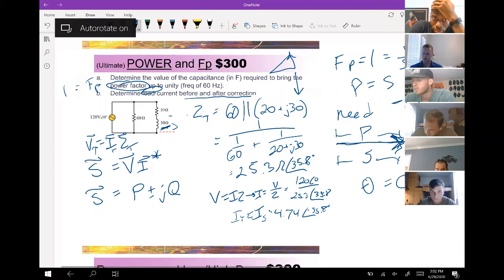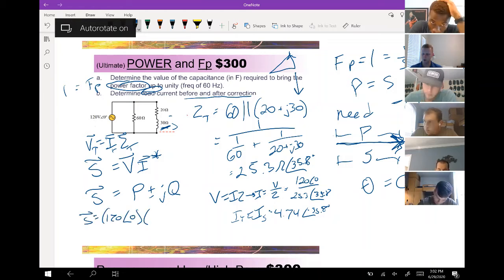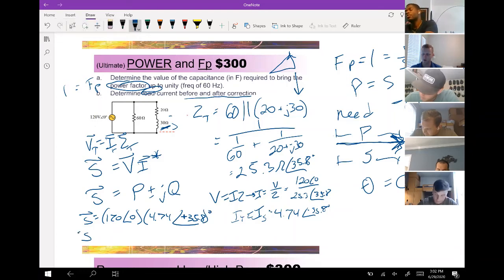And my next step: S equals V I complex conjugate. S equals 120 angle 0, I is 4.74 angle, complex conjugate now means it's a positive 35.8.